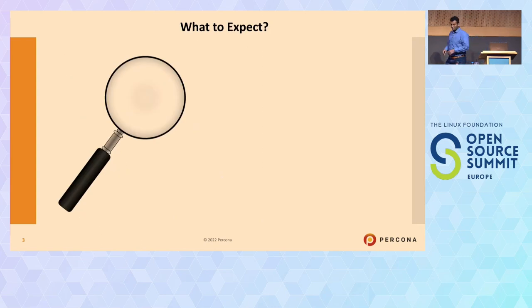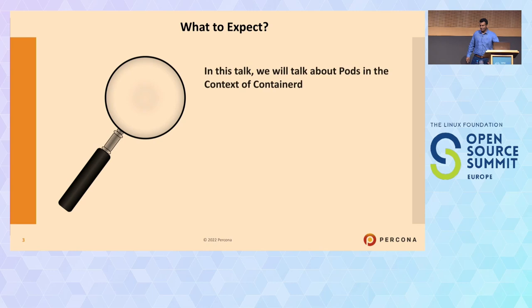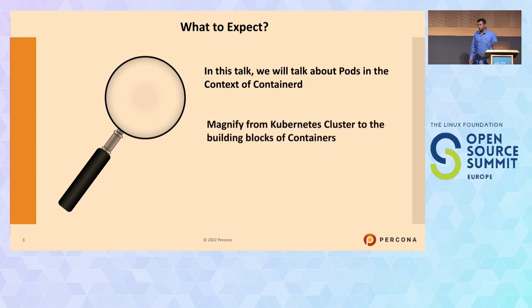When I was a kid, I used to have a magnifying glass, and I used to burn a small piece of paper by trying to focus the sunlight. Today, I hope to do something different and better. In this talk, we will talk about what a pod is in the context of containerd, because nowadays there are so many projects. We'll make it simple by going through one of them, and we will try to magnify from the higher level of the Kubernetes cluster all the way down to the basic building blocks of pods and containers.